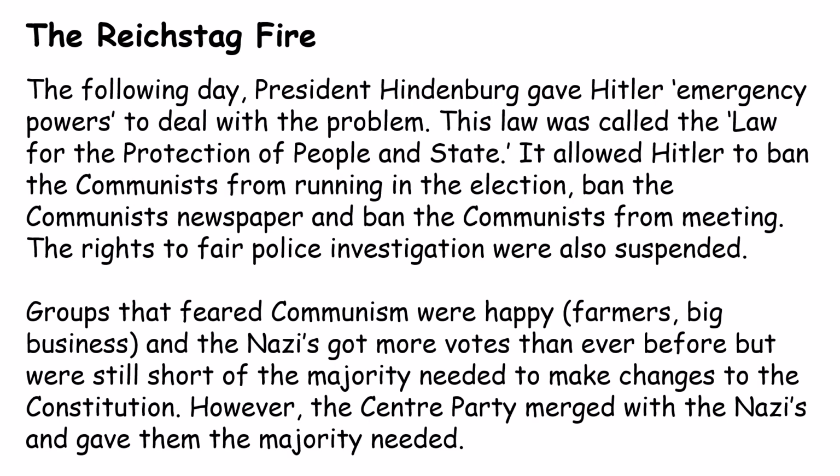The following day, he's able to convince President Hindenburg to give him emergency powers to deal with the problem of communism, to deal with the perceived communist threat. It was a law that was called the Law for the Protection of People and State, but if you just remember it as like a special protection law, that would be okay as well. And that allowed Hitler to do several things. He banned the communists from running in the election on March 5th. He bans the communist newspaper from printing anything. He totally shuts down their newspaper, and he bans the communists from meeting.